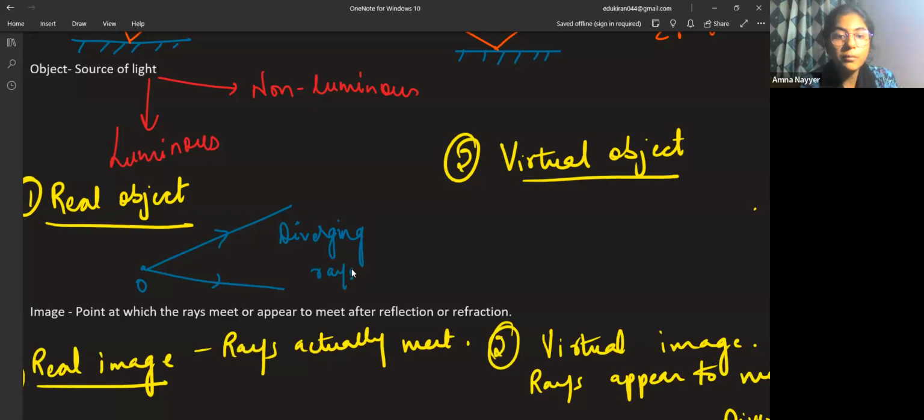Real object does not mean virtual object does not mean a fictional object which you are imagining. No, real object is an actual object which you have kept. Suppose this phone, I have kept it in front of the mirror and I'm able to see its reflection. Fine, that is a real object. It's a physical entity.